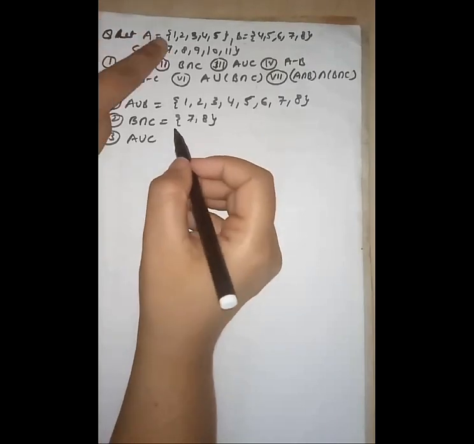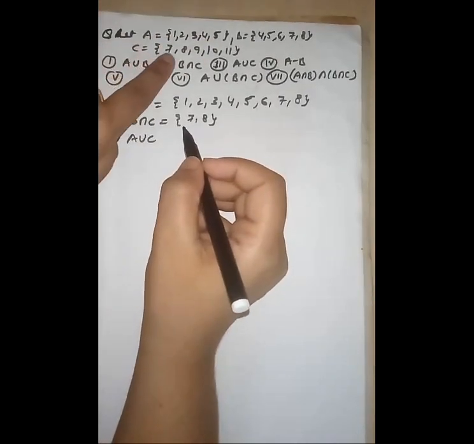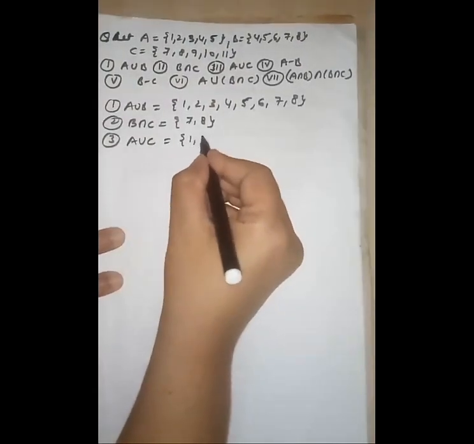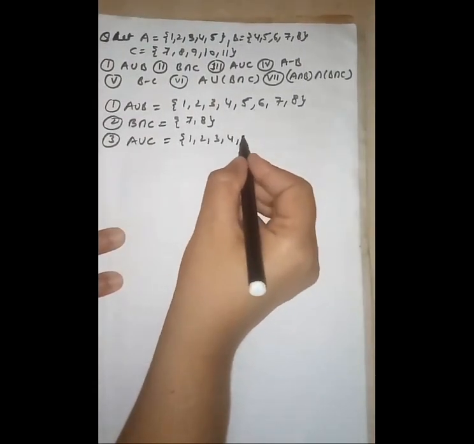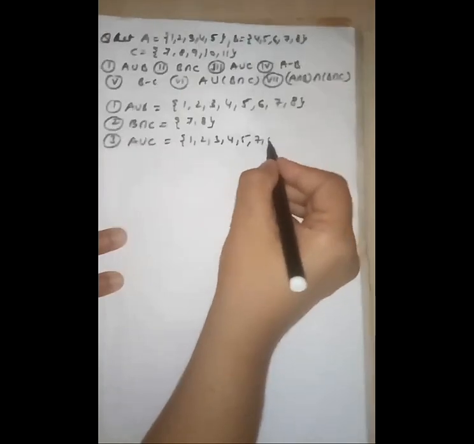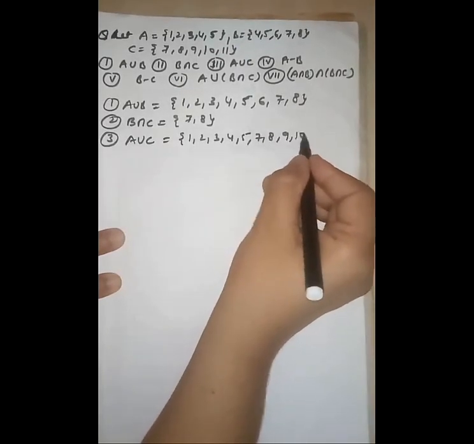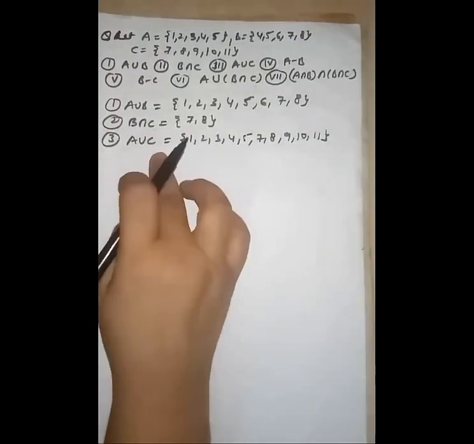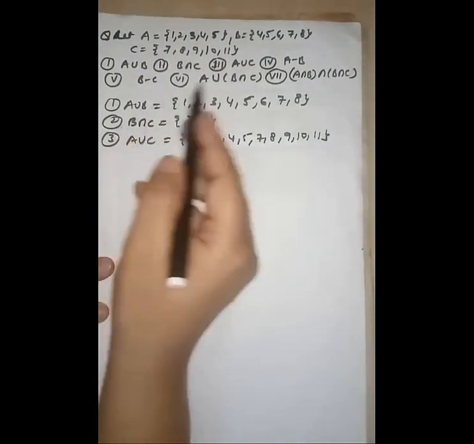It means combined all the elements. So here 1, 2, 3, 4, 5 and here is 7, 8, 9, 10, 11. So combined all the elements 1, 2, 3, 4, 5, 7, 8, 9, 10, 11. And this is all the elements of A union C.